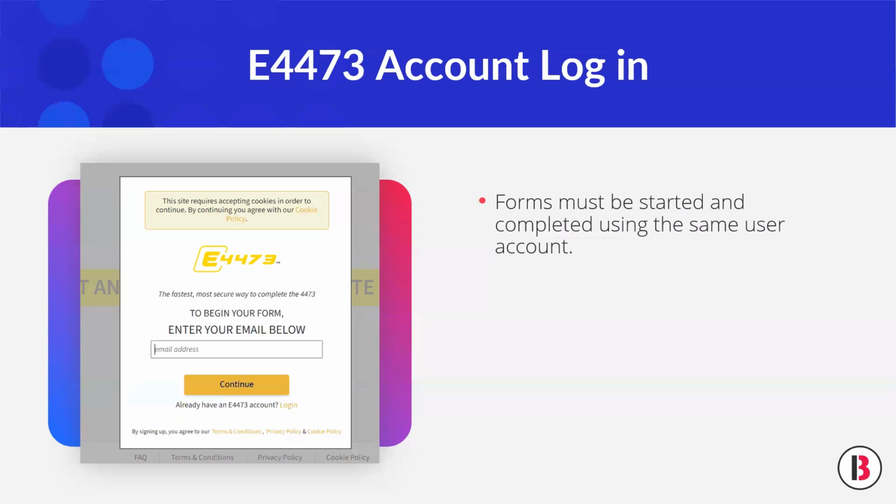And the very last thing to kind of cover on our getting started is going to be the E4473 account. So with Bravo's E4473 product, we do everything digitally. So your customers would go in and essentially make an account for the E4473 website. In here, forms must be started and completed by the same user.